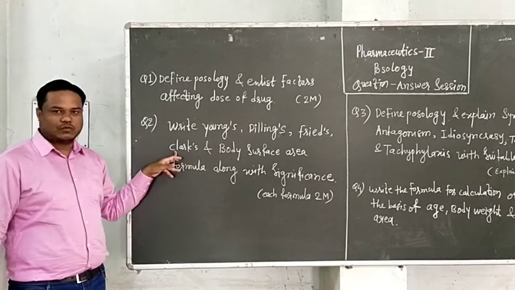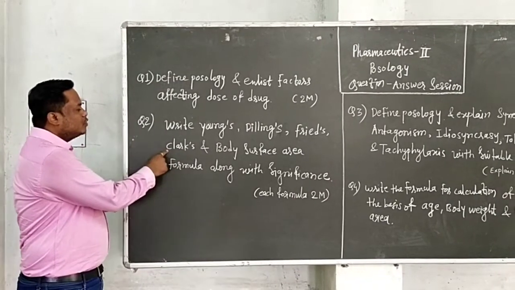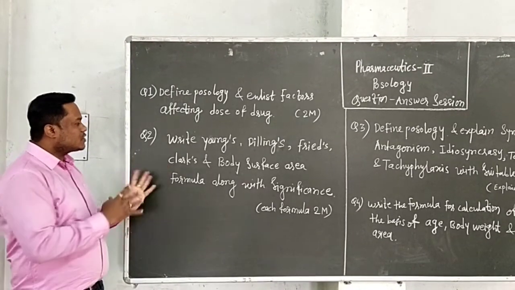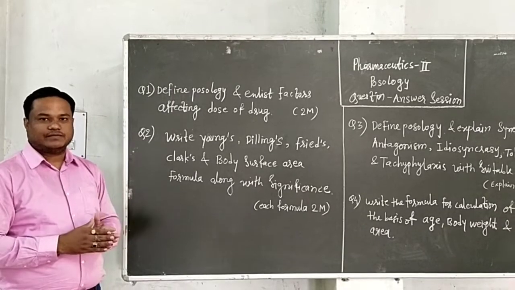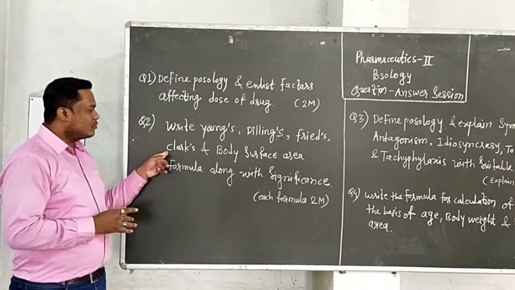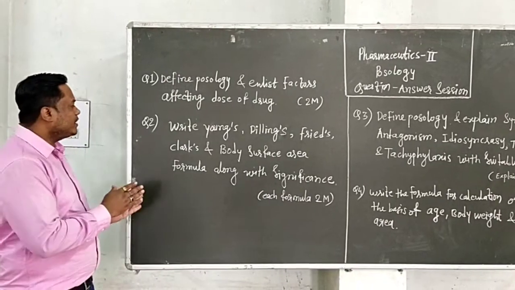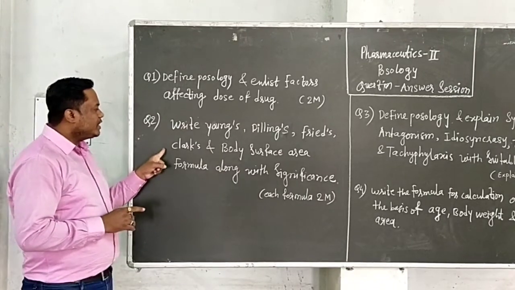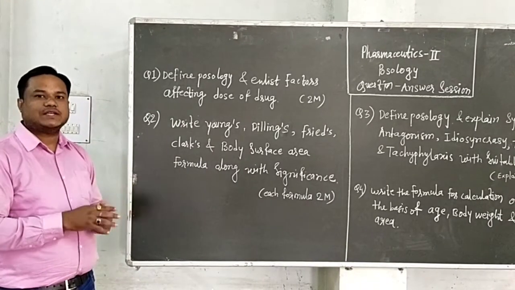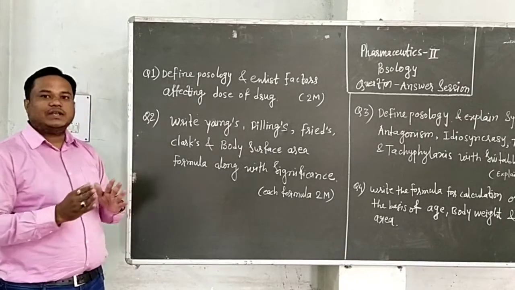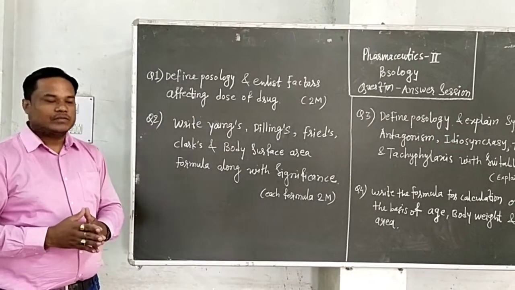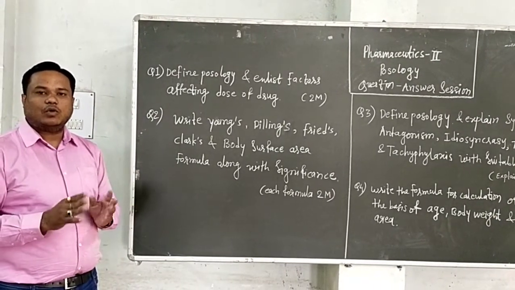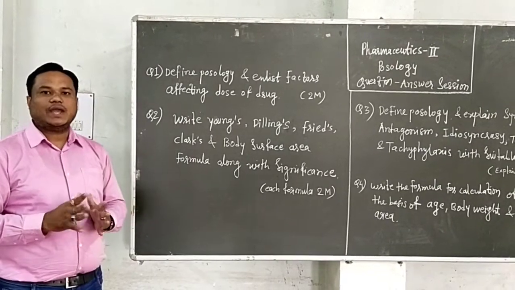Then next is the Clark's formula. Clark's formula is used to calculate the dose of drug according to body weight. In the first Clark's formula, when the weight is given in kg, we have to apply child dose equals weight in kg divided by 70 into adult dose. When weight is given in kg, it is divided by 70. And second, when weight is given in lb or pounds, the formula is child dose equals weight in lb or pounds divided by 150 into adult dose.